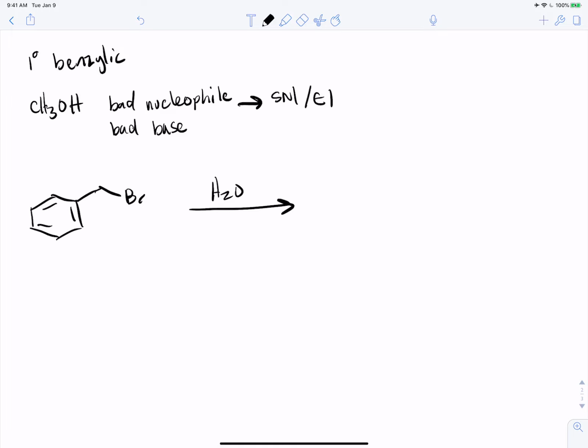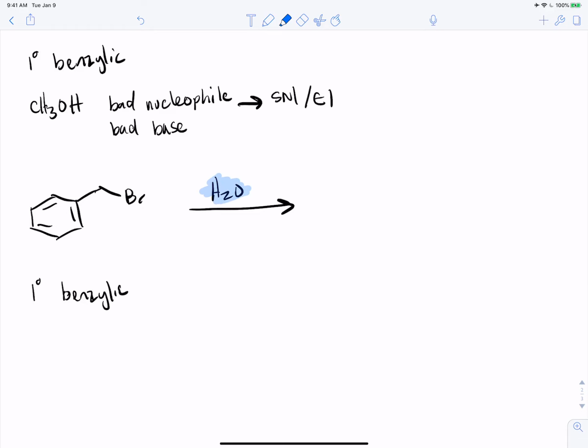All right, so now we have benzylic. So it's a primary benzylic, which we just looked at. What are we expecting that to go? Well, it could be anything for the same reasons that we discussed.